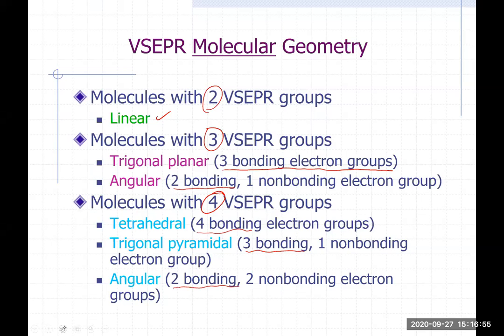Now you probably already noticed that we have 2 angulars here. Angular for 4 total VSEPR groups and angular for 3 total VSEPR groups. What I want you to notice is that angular is easy to pick because it doesn't matter if you have 3 VSEPR groups or 4. If you have 2 bonding, it's angular in both cases. So as soon as you determine you have 3 or 4 VSEPR groups and then you determine 2 of them are bonding, it's angular, regardless of whether there's a total of 3 or 4.